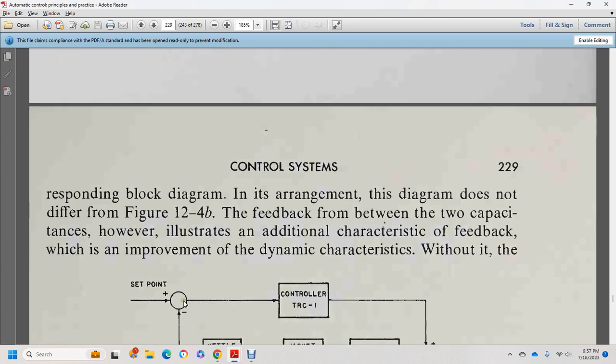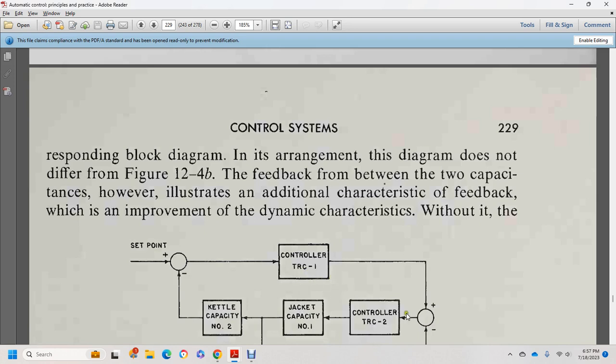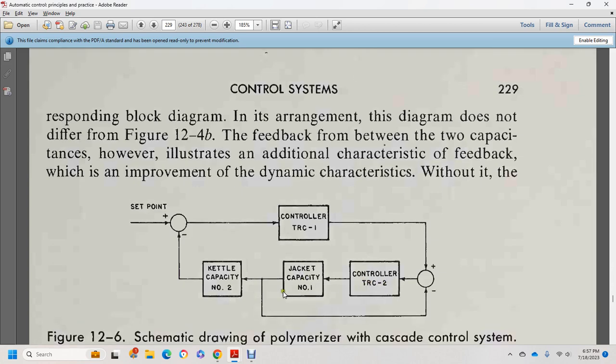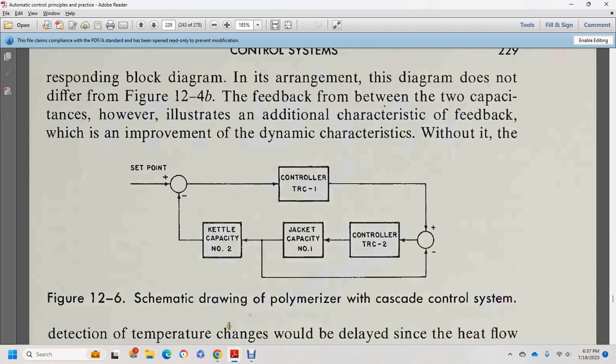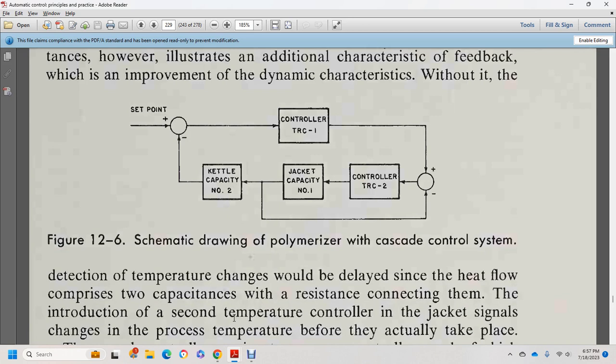Set point, control temperature recovery to controller 2, temperature recorder 2, checking capacity number 1, capacity number 2, and that switch direction of the temperature change with the delay for the heat flow with the compromise of the two capacities of the resistance, connecting them with the introduction of a second temperature control with the jacket signal to the process temperature before it actually takes place.